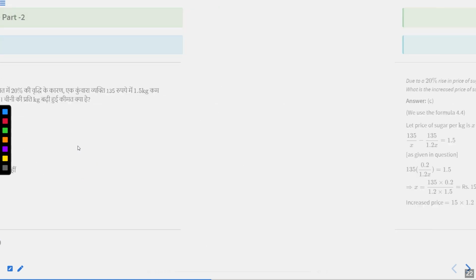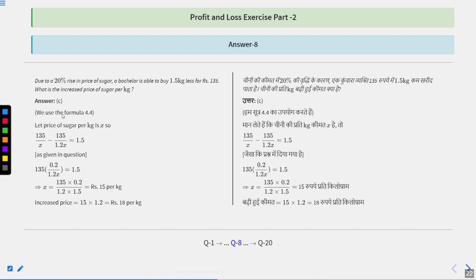Now time's up. Let's see the solution. In this question, we use formula 4.5. Let the price of the sugar per kg be X rupees. According to the question, 135 upon X minus 135 upon 1.2X equals 1.5, because it says the price is raised by 20%. So it will become 120, that is 1.2X, because we let the cost price of the sugar be X rupees. When we solve it, we get the value of X equals 15 rupees.